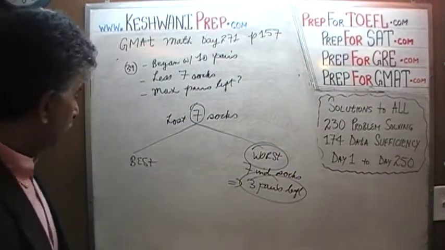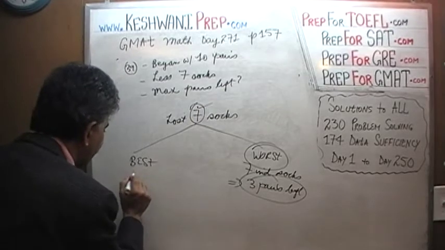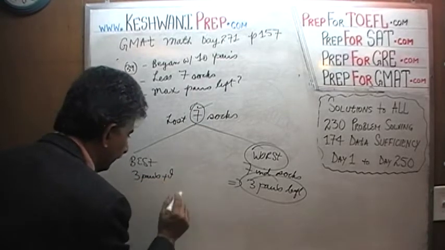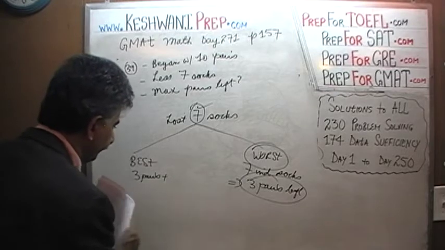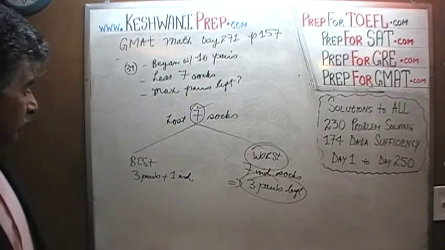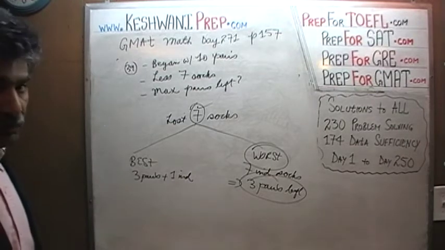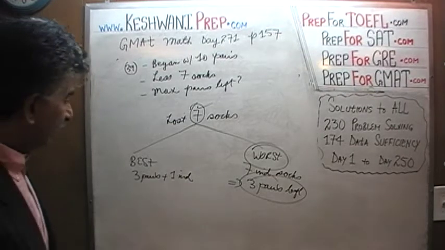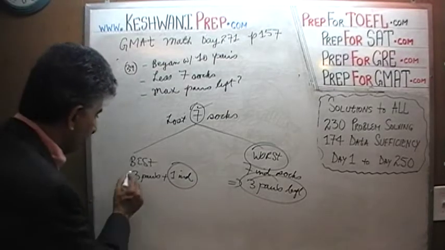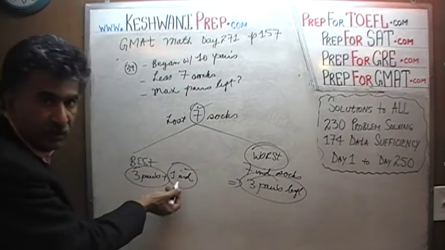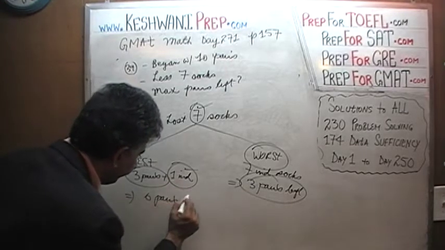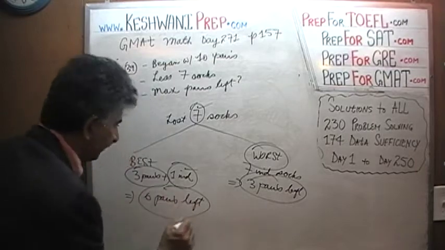The best case scenario is that the 7 that we lost are 3 pairs plus 1 individual sock. We lost 3 pairs completely and 1 sock from another pair. So 3 pairs make 6 socks and 1 individual that makes 7 socks. How many pairs do we have left? Well, we lost 3 pairs here and we lost 1 sock of this pair here. So that means that we have 6 pairs left. This is the best case scenario.